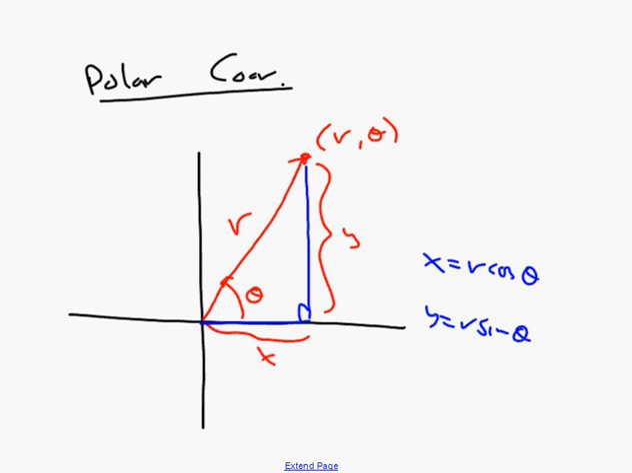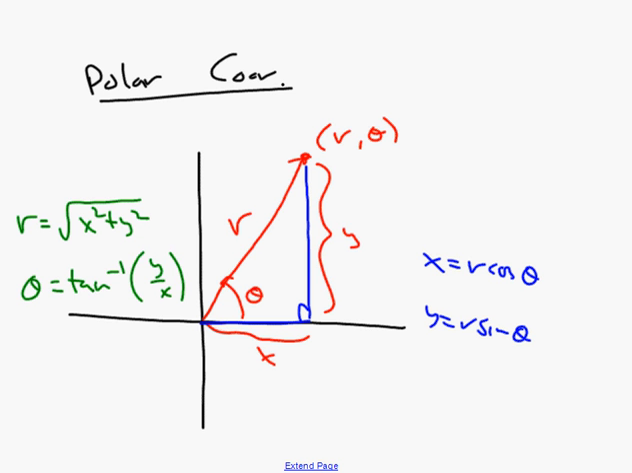What if you had x and y? If you knew what x and y were, you can get r by doing the Pythagorean theorem. r would equal the square root of x squared plus y squared. If you want theta, theta would just be the tangent inverse of y over x. So you could get r and theta if you knew x and y. So this is a good coordinate system. You can convert back and forth between rectangular coordinates and polar coordinates, and everything's fine.